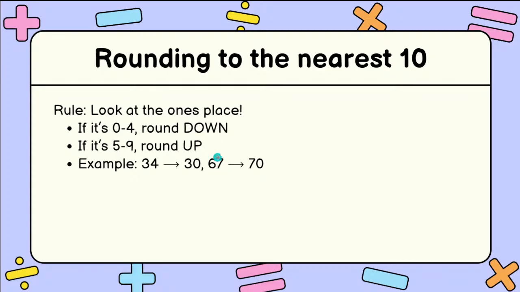So we always look at the ones place first. And is it 0 to 4? No. But it's 5 to 9, so that means we have to round up. So when we round up, we change the ones place to 0, and then there's a 6 in tens place. So we add 1 to that, and 6 plus 1 becomes 7. So now in the tens place we have a 7, ones place we have a 0, so now we have 70.